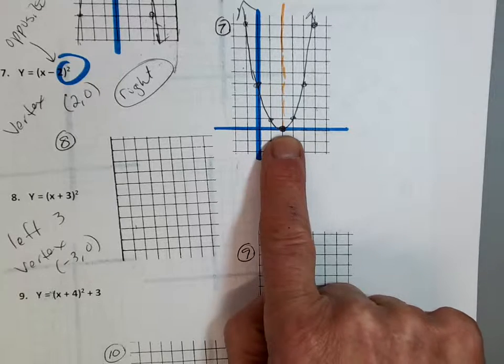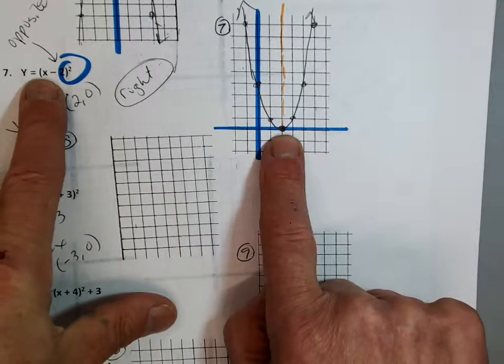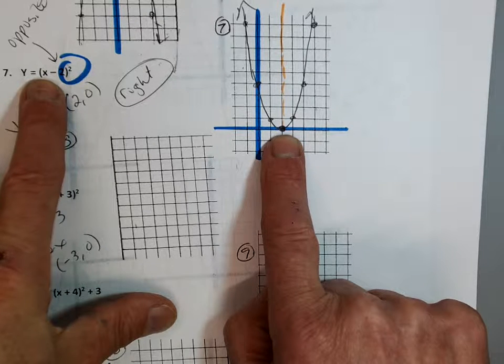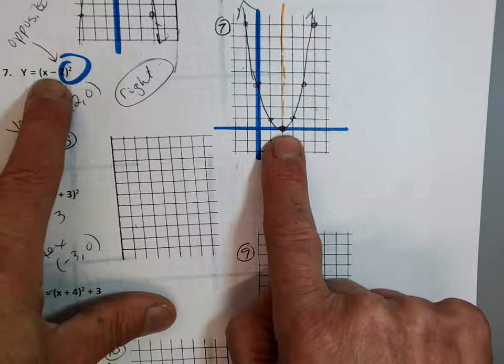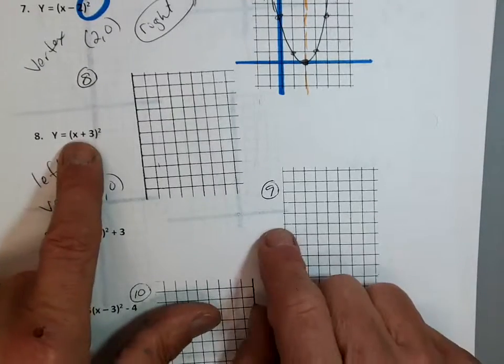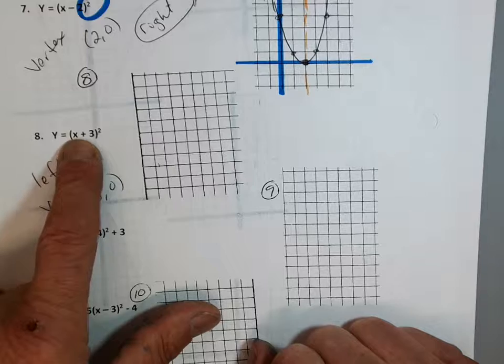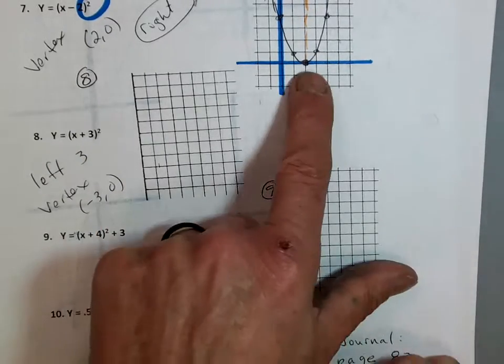And then on this graph, what x value would make this 0? Negative 2. Positive 2. So the opposite number zeroes it out. What would zero this out? What x value would zero this out? Negative 3. That's why it's the opposite, because it gets you the very lowest point.